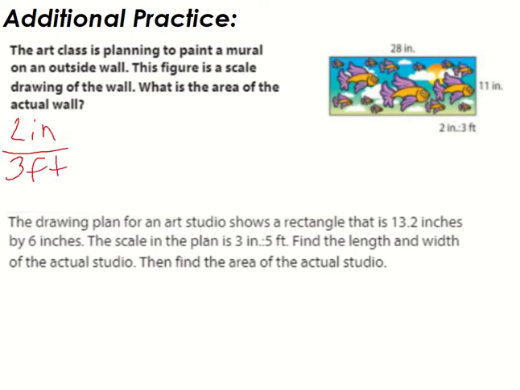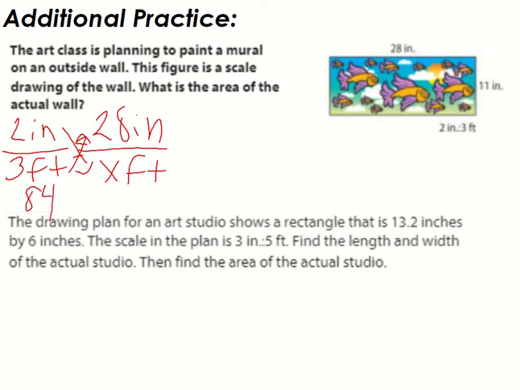Okay, so we need to first find, let's do the length there. Let's do 28. This is, remember, the replica, so this is going to go on top this time because that's the replica, and then we want to know how many feet is that. So I'm going to use my cross product. I'm going to do 3 times 28, and we will get 84 is equal to 2x.